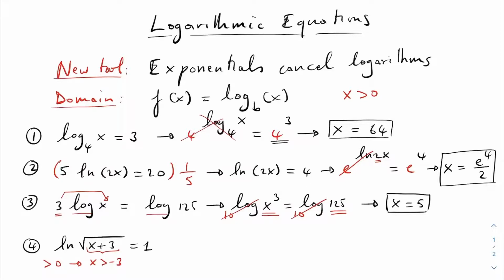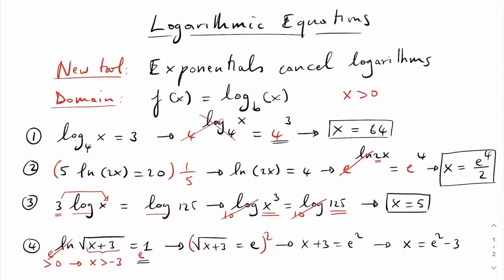And so, since my ln here is already isolated, all I have to do here is exponentiate both sides by e. And so putting e on both sides here is going to cancel out the ln on one side. And so you're going to get the square root of x plus 3 equals to e, because e to the power of 1 here is just e. And so with that, to get rid of the root, I'm going to have to do power of 2 on both sides. That's going to give me x plus 3 equals to e squared. And then finally, I'm going to have to take 3 from both sides. And so that's going to give me x equals to e squared minus 3.